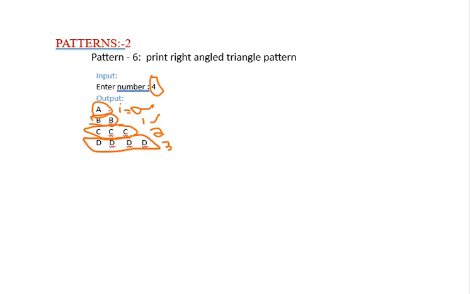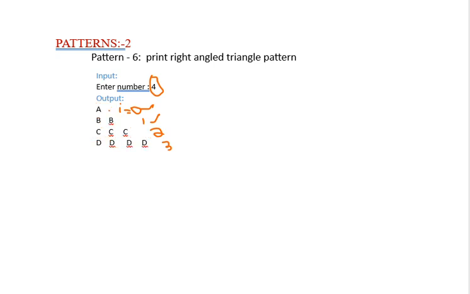And remember one more thing: in each row, the elements should be the same. Look at here, this B and B, both are the same elements. And in the third row, C, C, C, so these are the same elements. So in every row, the elements should be the same: A, BB, CCC. This is what this pattern needs.